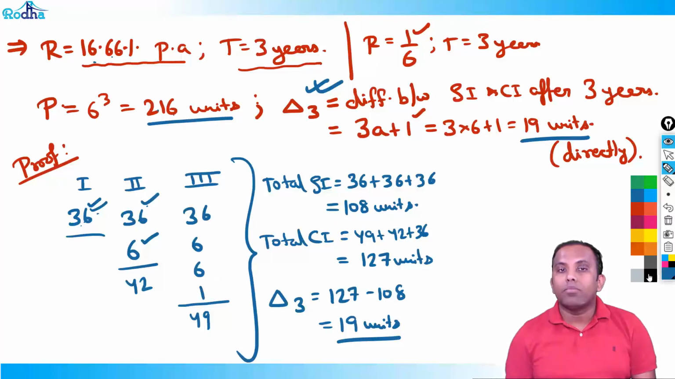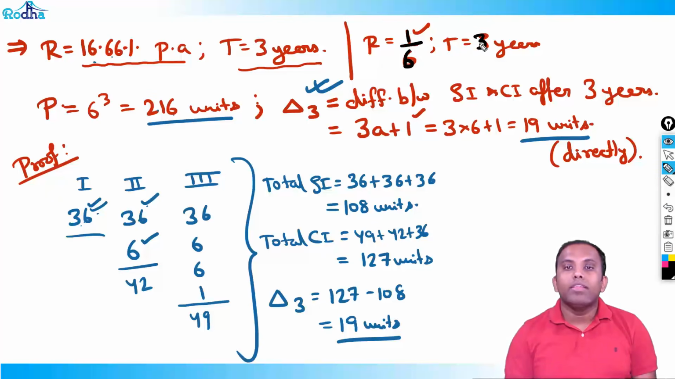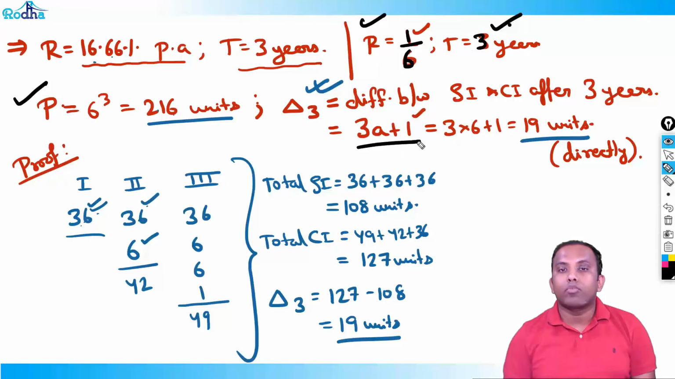The difference here is what? So in this method, if I write principal rate in the form of 1 by 6, and if I write time as 3 years, then principal I can write as 6 cube. If these three satisfy, then del 3 is directly 3a plus 1, where a is this 6 in the denominator.